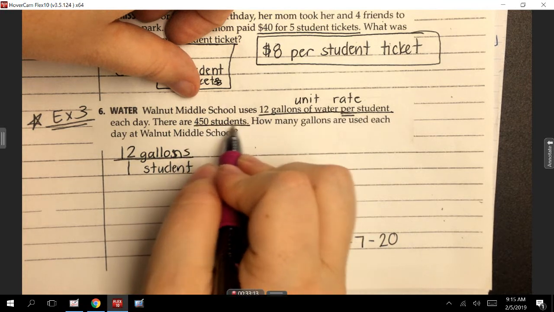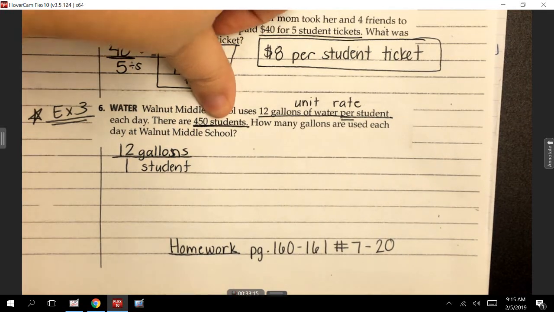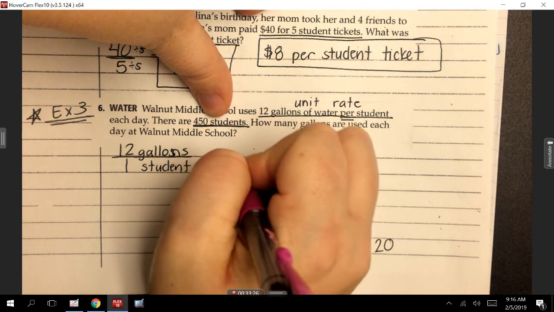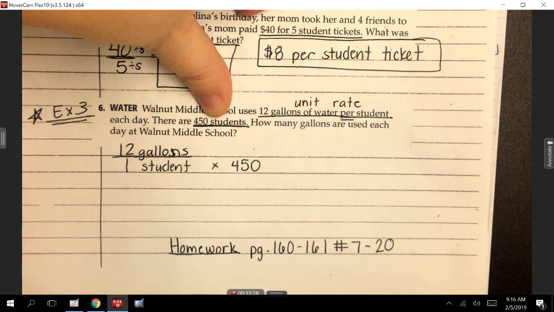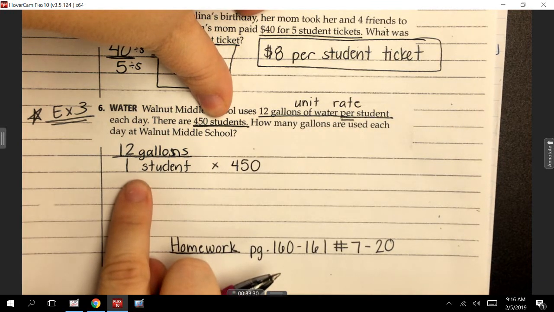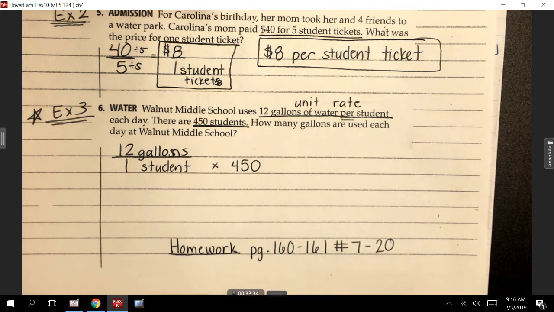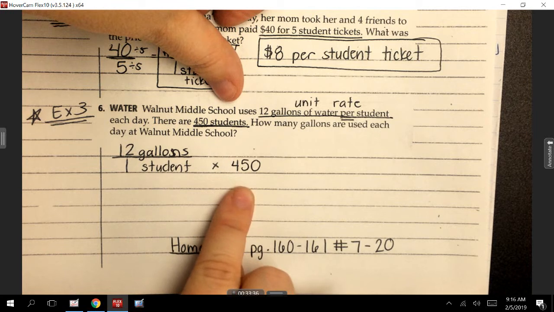Now, what does it want me to change? It wants me to change my students to 450. Do y'all agree with that? So how could I do that? How could I do that, Luke? You could multiply 1 by 450 and 12 by 450. Excellent. So if I'm wanting to change that to 450, remember, instead of dividing, it gives us the answer, so we're going to do the opposite, which means to multiply.